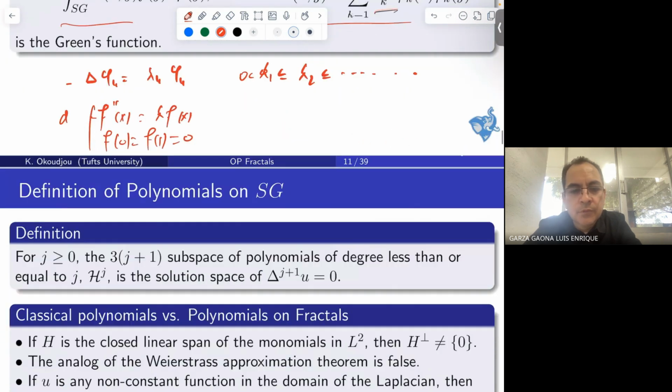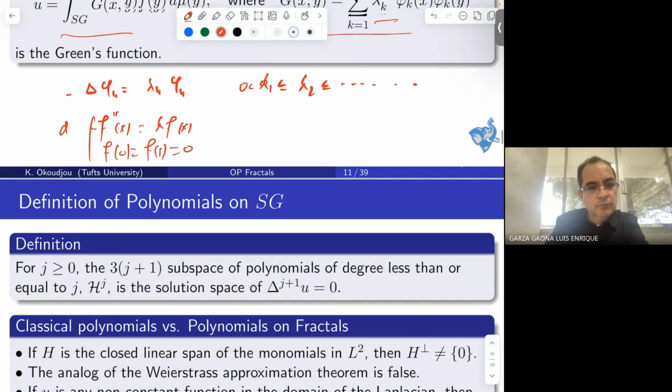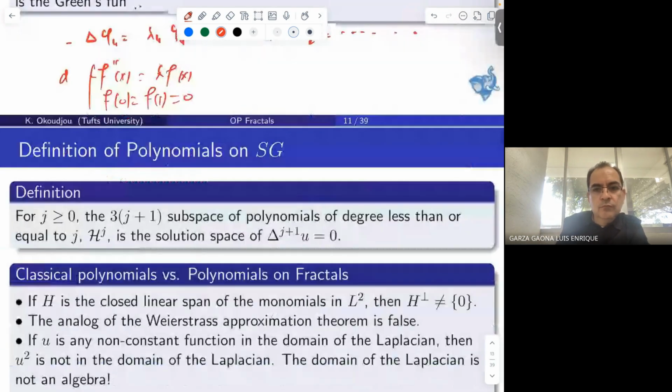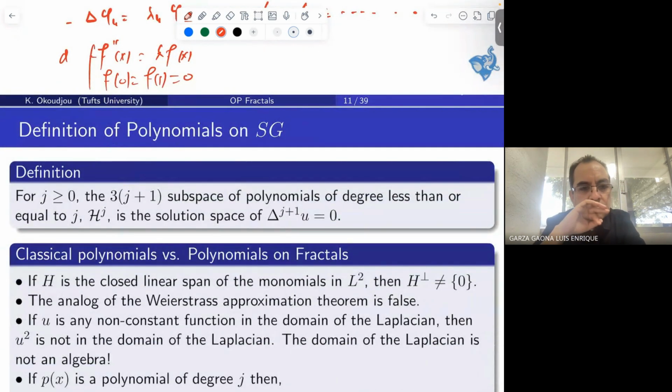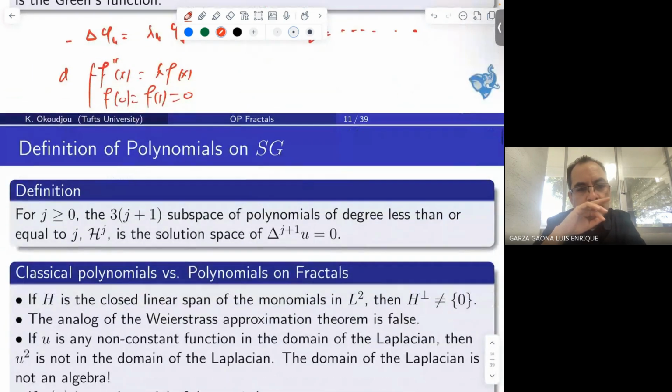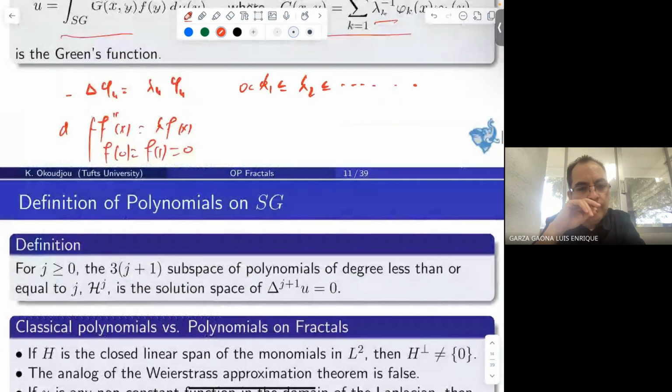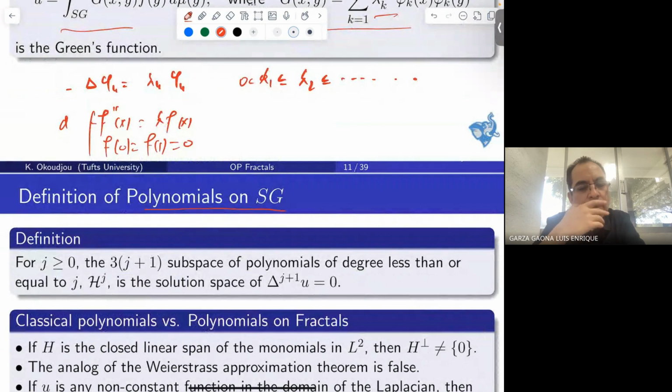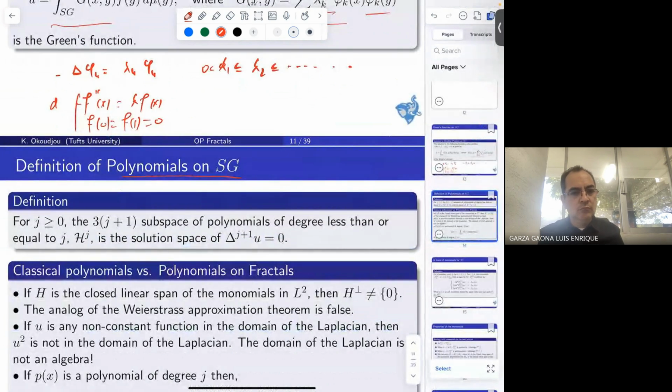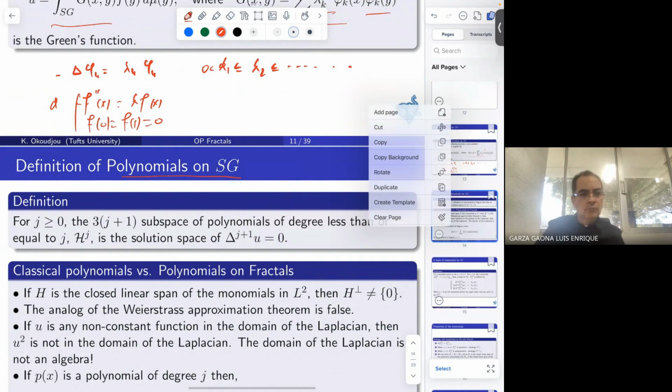All right. So now I want to define a polynomial, and this is where it might make sense to pause for a minute, but maybe I'll do everything together. So a polynomial on the Sierpinski gasket is going to be a solution. If I fix a degree j greater or equal to 0, a polynomial will be a solution to the equation Laplacian to a power j plus 1 is equal to 0. And why is that a good definition?